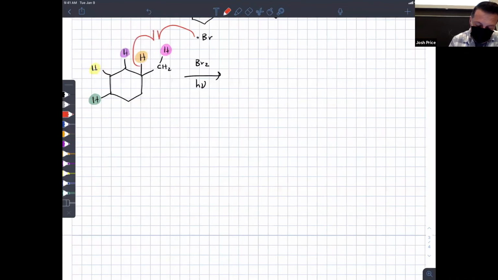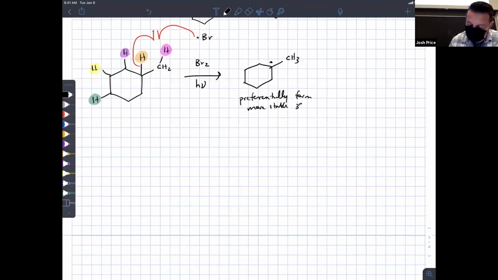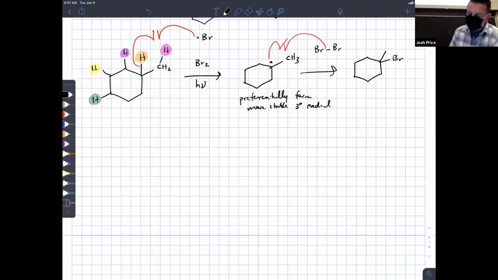If we abstract the orange one, that leads us to the more stable tertiary radical. So we preferentially form the more stable tertiary radical, which then in the second propagation step allows bromine to be installed at the tertiary carbon. So the product for this reaction is only the one where bromine is at the more substituted carbon. So radical bromination is regioselective for going through the more substituted radical.